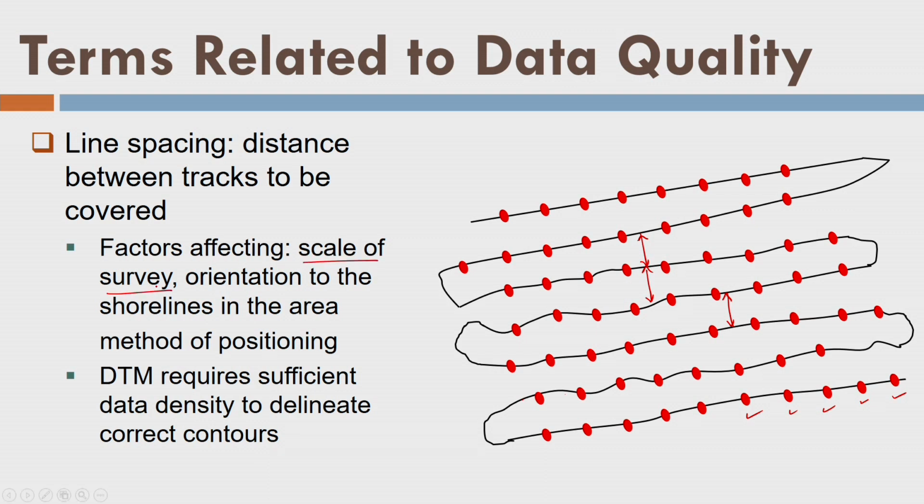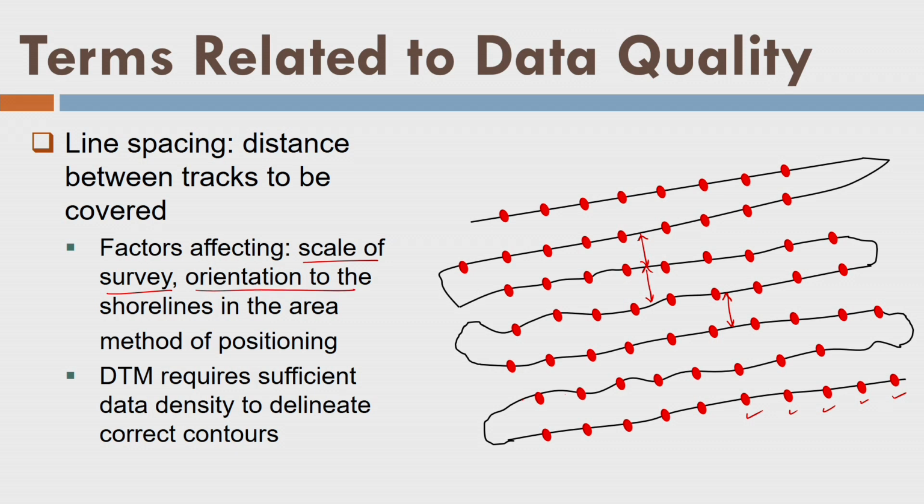One is the scale of the survey, as I told. If I have higher density of data points or higher accuracy of the data points, what will happen? Definitely my line spacing should be smaller. Okay, what about the orientation of the shorelines in the area? Right now we assume that the shoreline is like this, and that's why we are starting from this point, this is my starting point and this is my end point here, right? So we are starting from the shoreline with the boat here, and we are finishing our survey here at the end point. So this orientation of the shoreline also decides the data space or the line spacing. Okay.